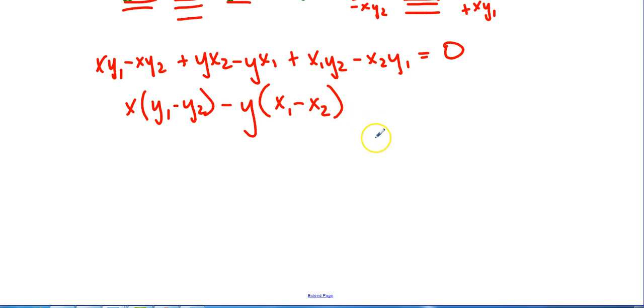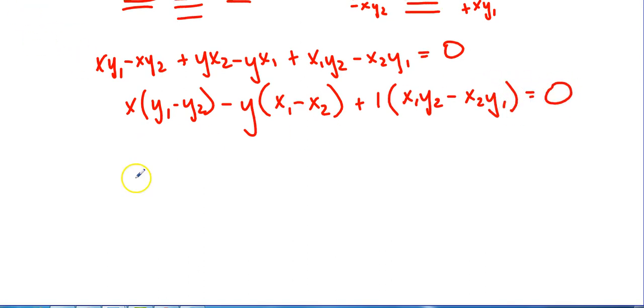Last one is exactly what we need. So we need a plus 1, technically. If we factor out a 1, it doesn't change anything, times x1 y2 minus x2 y1, and that's equal to 0.